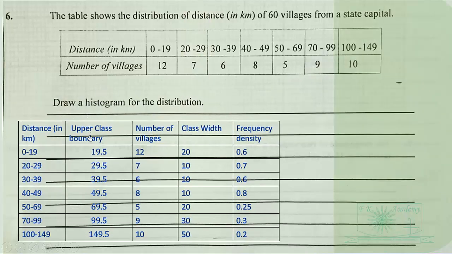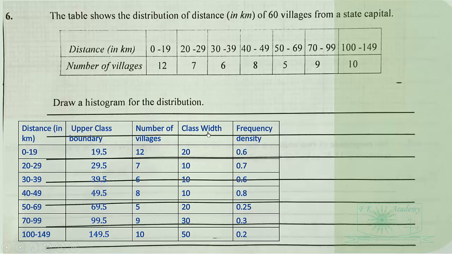So we have the upper class boundary. You add 0.5 to the 19 to get 19.5. Subtract 0.5 from the 20 to get 19.5, so that they will have a common boundary. So the same thing you do here: 29.5, 29.5, 39.5, 39.5, so that we can use it to draw the histogram.